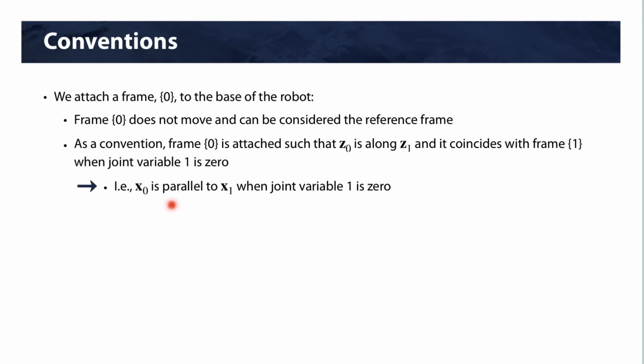If that's the case, X0 is parallel to X1 when joint variable 1 is 0 as well. Obviously, as soon as you start rotating joint 1, there will be an angle between X0 and X1, but at 0 displacement, they would be parallel to each other.